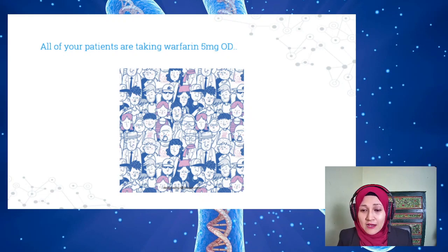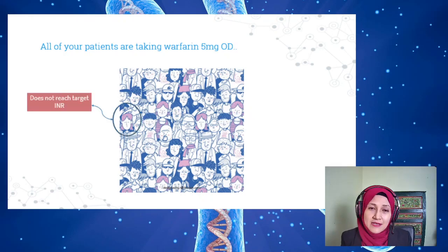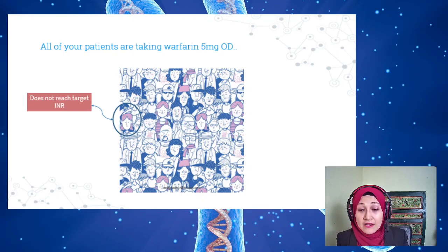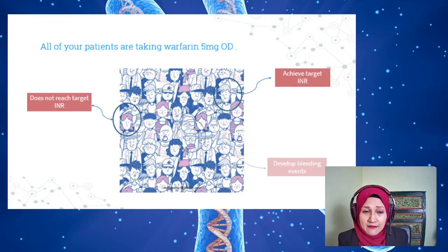And they come for a follow-up, and then you find that some of the patients do not reach the target INR, showing that they have insufficient response to warfarin. And on the other hand, some of the patients are actually having bleeding events, which means that they might have an overdose of warfarin. But some of them are actually responding very well with the same dose, and they're not having any side effects or any bleeding events. So how do you explain that to your patients?